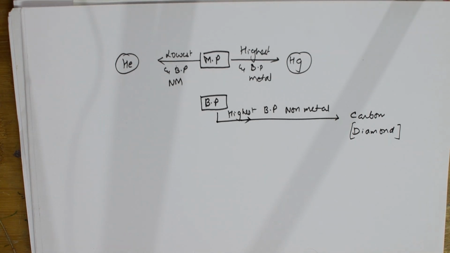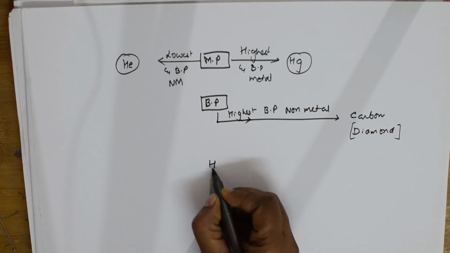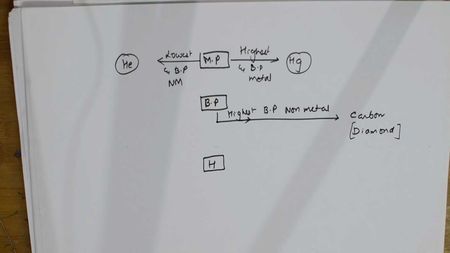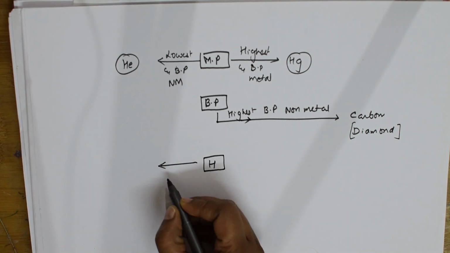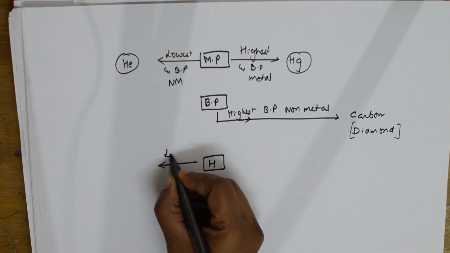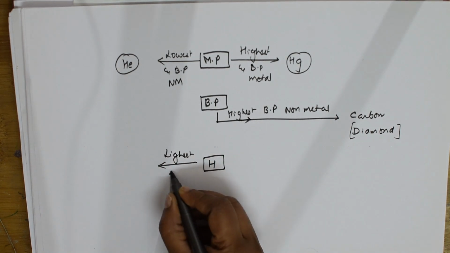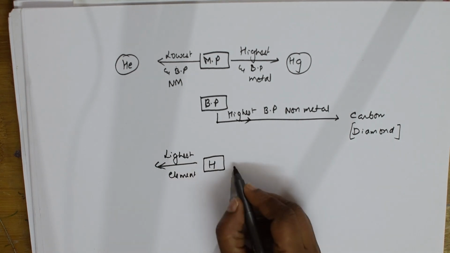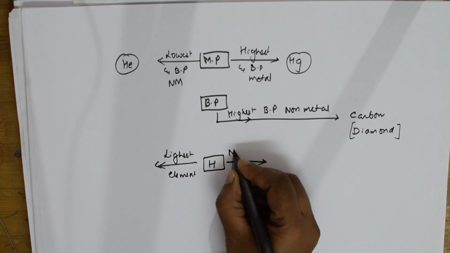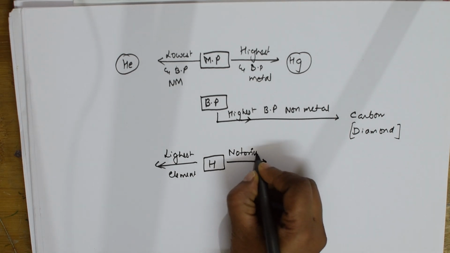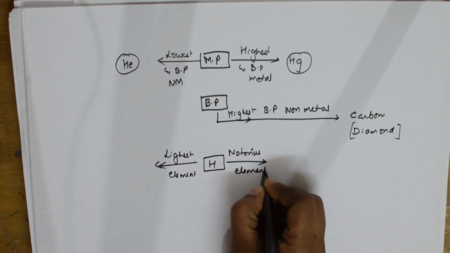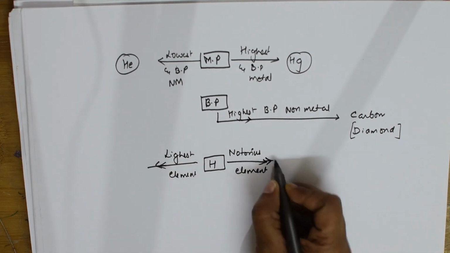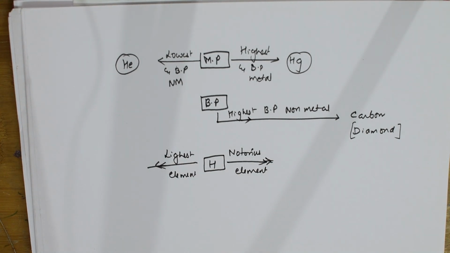Let's see hydrogen as an element. What are the different names given to this? In the periodic table, hydrogen is the lightest element. This is also called the notorious element, remember. So hydrogen is the lightest element as well as the notorious element. When they ask you in the question, you can answer both ways: lightest is hydrogen, notorious element also is hydrogen. I think this is getting clear to you all, students.